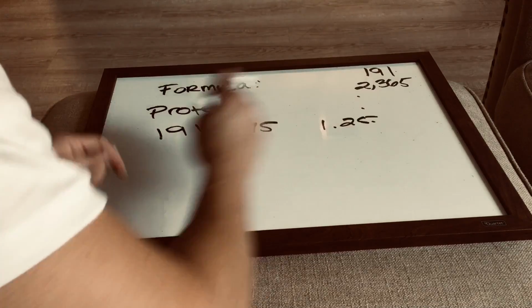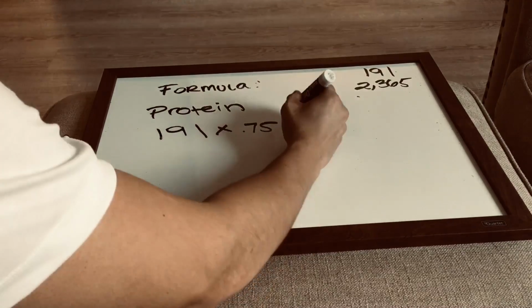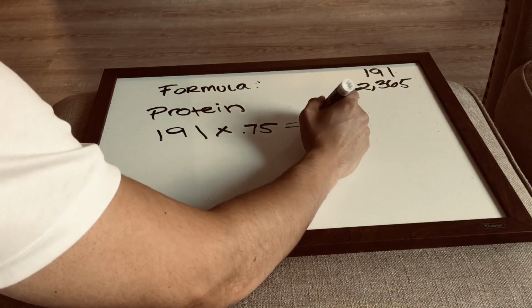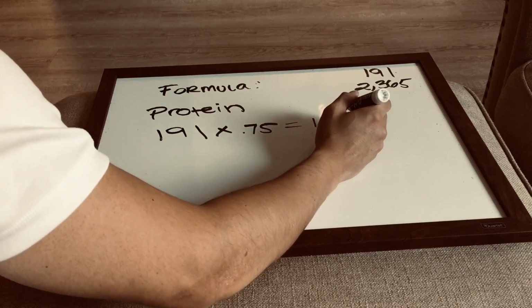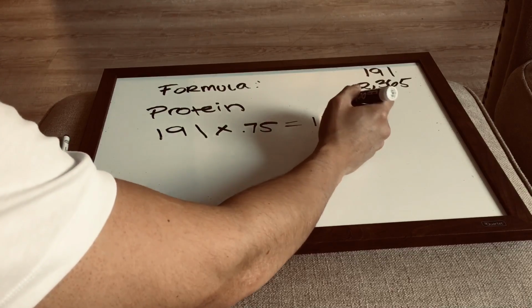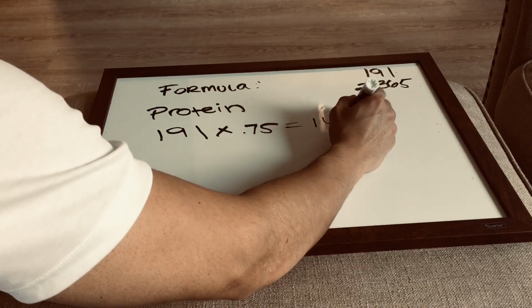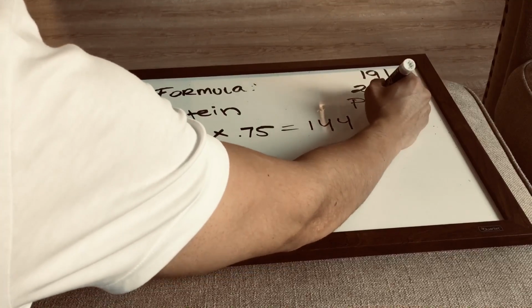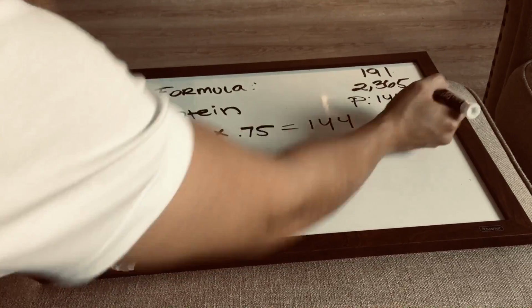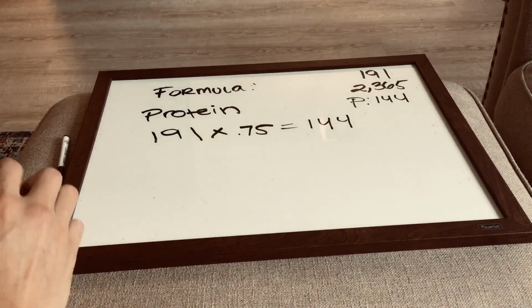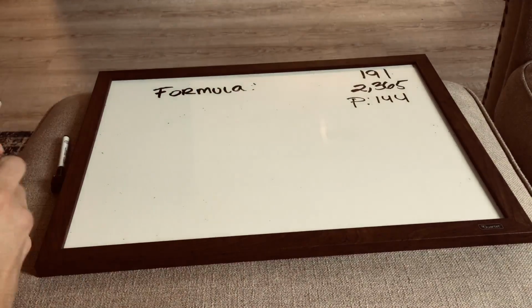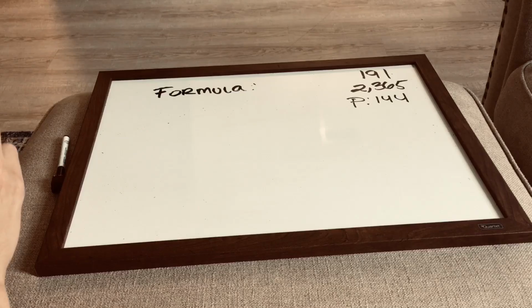So 191 times 0.75 is going to get me 143. So I'm just going to say roughly about 144. So the amount of protein I intake throughout the day is going to be 144 grams every day. So we found the protein. Now we're going to move on to our fat.